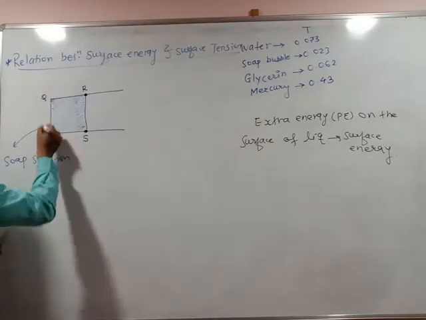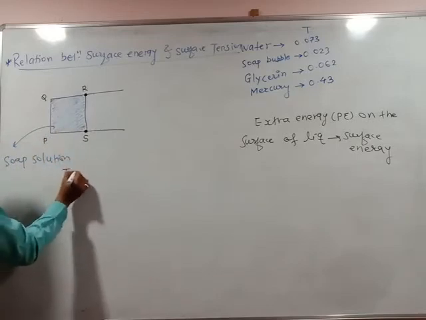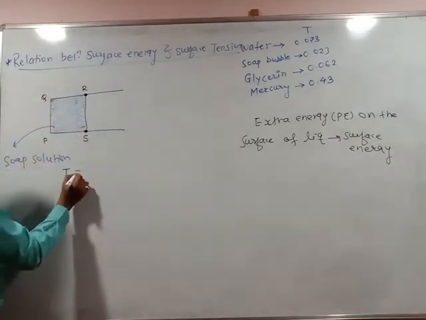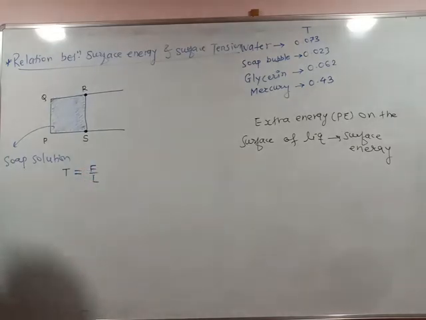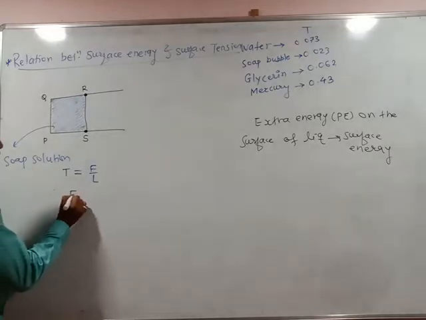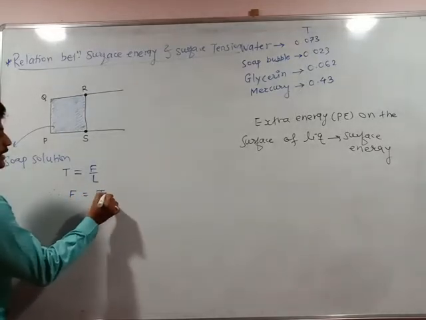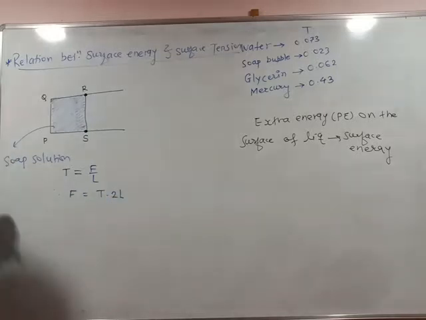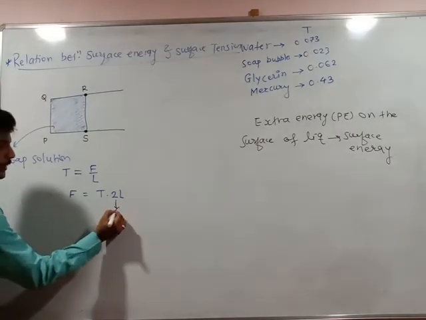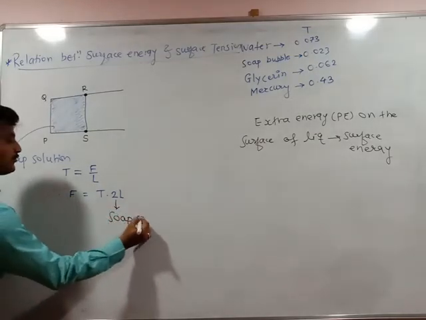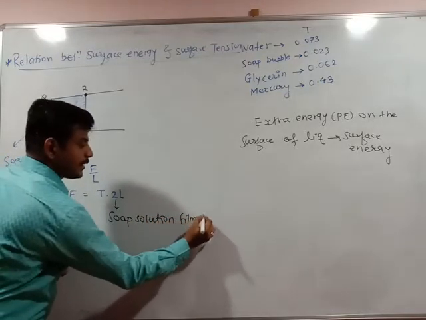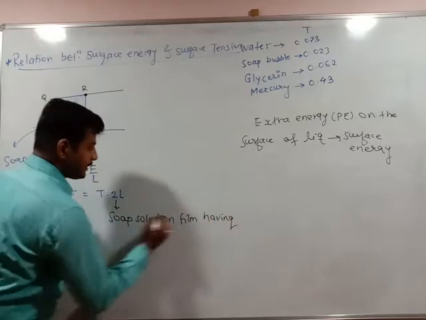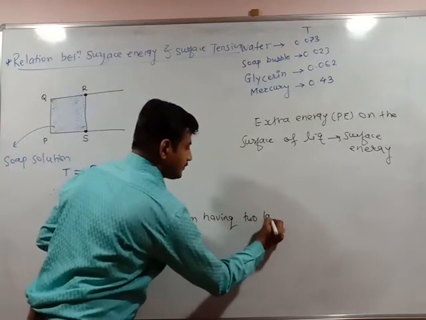In this case, the surface tension acting on the soap solution film layer is, in general, force per unit length. Therefore, force is equal to T into 2L. Why have I written 2L here? Because the soap solution has two layers. That's why the force is experienced two times. Remember, the soap solution film has two layers.